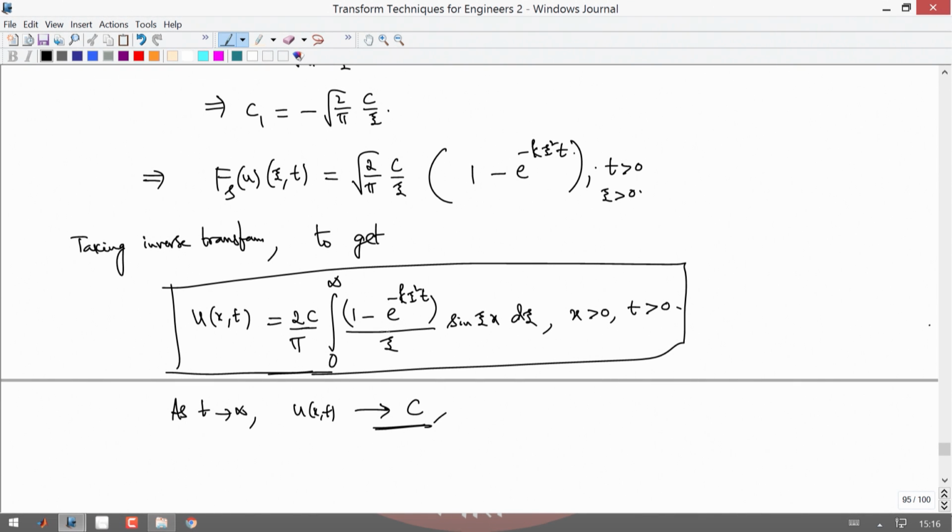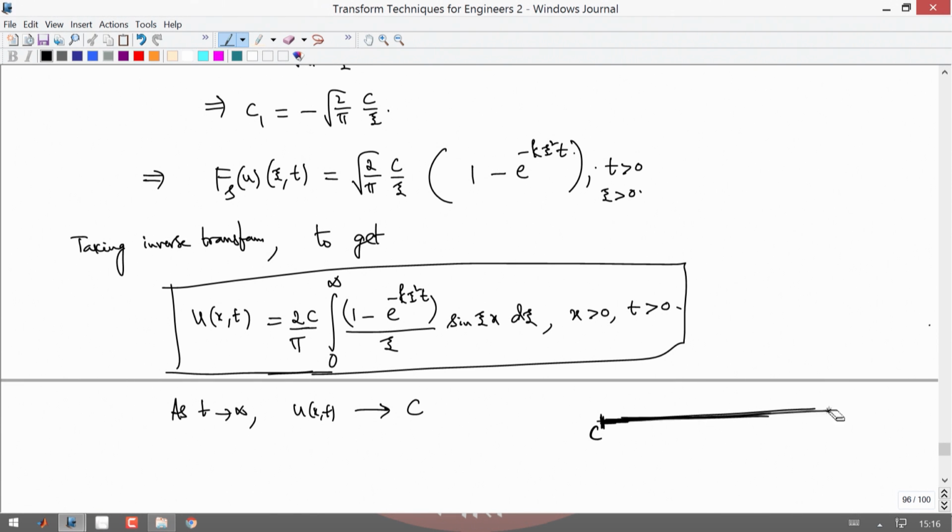That is what is expected. When you have a rod which is initially at 0 temperature and you keep the temperature at C at one end, eventually heat will propagate, whatever you are pumping in. So you are keeping the temperature constant, so that heat diffuses and makes the temperature throughout the rod C, even at infinity. Okay.